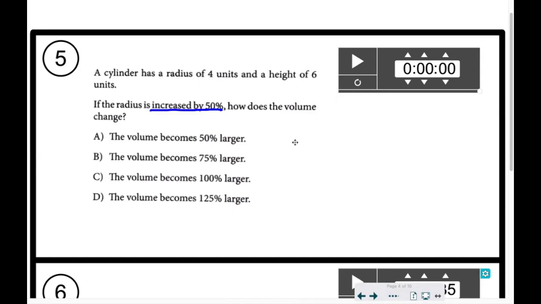The logical way to go about it would be, if I want the volume of a cylinder, that is given on the reference sheet. It's just pi r squared h. And I'll call this volume one. So the original cylinder is, if the radius is 4, so 4 squared is 16, and the height is 6. 16 times 6 is 96. So we're starting with 96 pi.